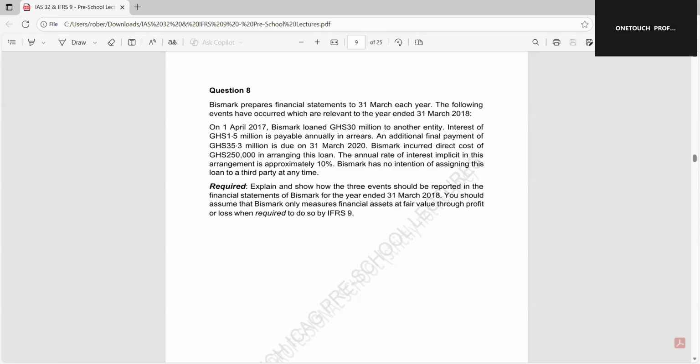Bismarck prepares financial statements to 31st March each year. The following events have occurred, which are relevant to the year ended 31st March 2018. On 1st April 2017, Bismarck loaned 30 million to another entity. Interest of 1.5 million is payable annually in arrears.